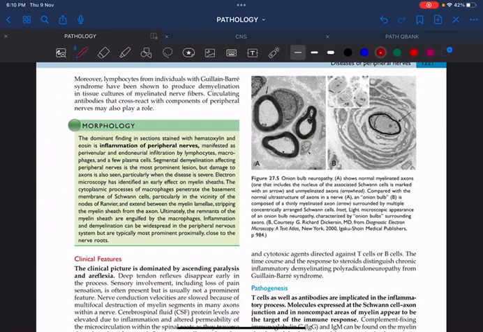Coming to the morphology, the dominant finding that you see is inflammation of the peripheral nerves, which you can see as perivenular and endoneurial infiltration by lymphocytes, macrophages, and a few plasma cells. The characteristic type of demyelination you will encounter here is called segmental demyelination, which mainly affects the peripheral nerves and is the most common lesion. So I told you there will be inflammation of the peripheral nerve, and after that, there will be inflammation of the nerve roots. That is what we call radiculopathy.